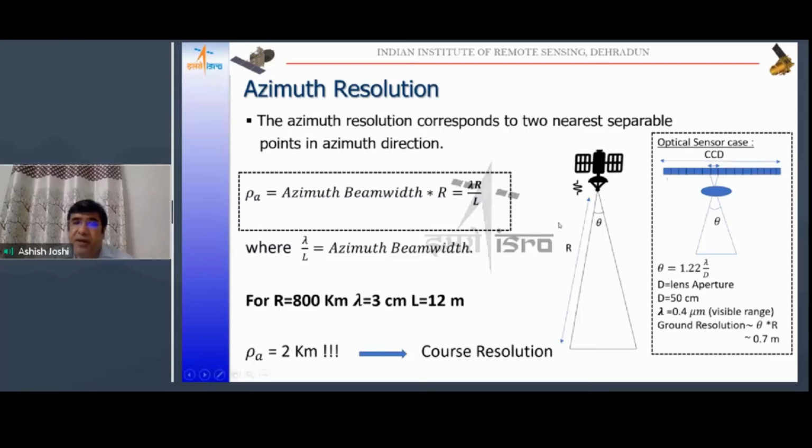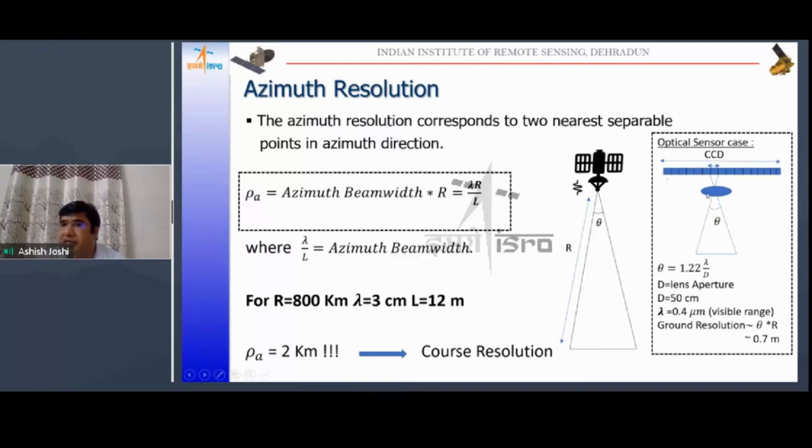Okay, so how do we get a better resolution in the azimuth direction? In the optical scenario we can get a higher resolution. Why? Because the same formula works in the optical sensor also, but there lambda is very low, in the order of 0.4 micrometer. In the optical case, the beam width is given by 1.22 times lambda by d, which comes from the lens, where d is the lens aperture and lambda is the optical wavelength.